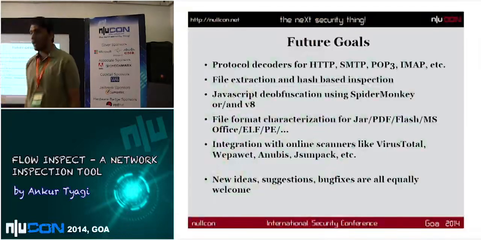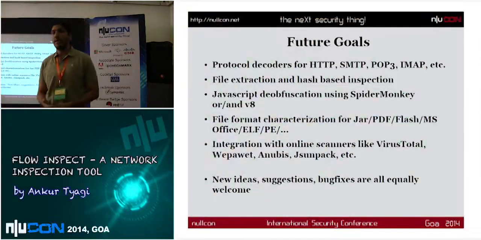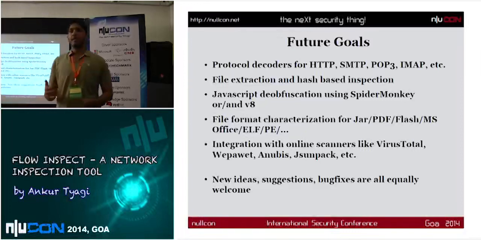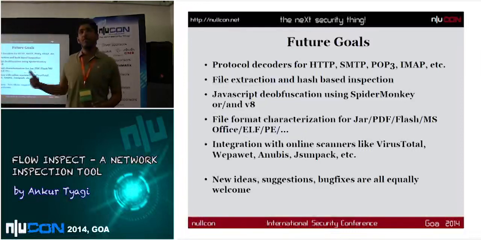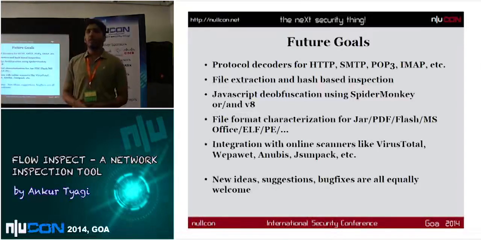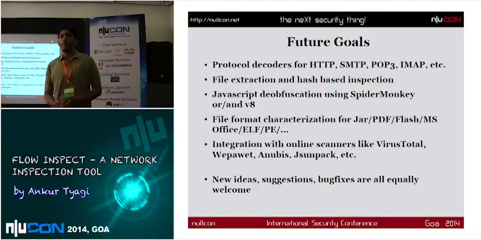Okay, let's talk about future goals. Right now, there are a number of inspection modes, but there are certain features that are currently missing. The primary feature that is missing is L7 inspection. Currently, Flowinspect is unaware of L7. Whatever it is doing is on the L4 payload. So it would be really awesome if we could have some HTTP, SMTP or POP3 decoding features in Flowinspect.